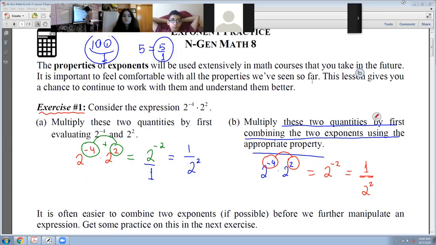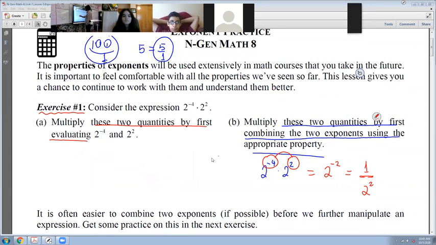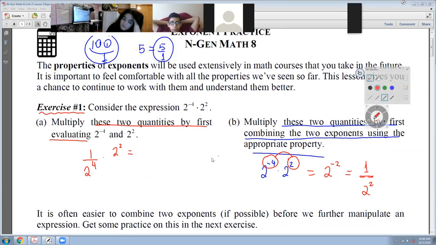Okay, I will erase this one, and I will do it one more time. Multiply these two quantities by first evaluating to the power of -4 and to the power of 2. To the power of -4 means 1 over to the power of 4, and the second one is to the power of 2. What will happen is in here, to the power of 2 times 1 is itself, it is to the power of 2. This one is to the power of 4.